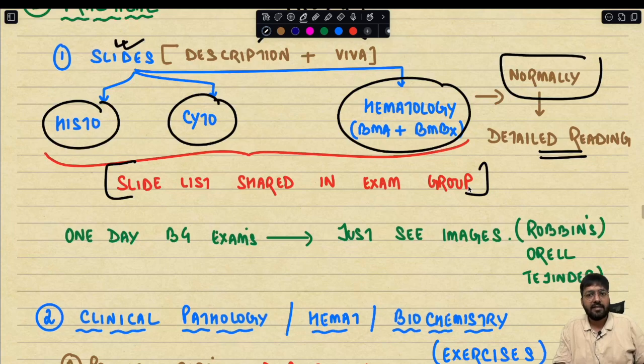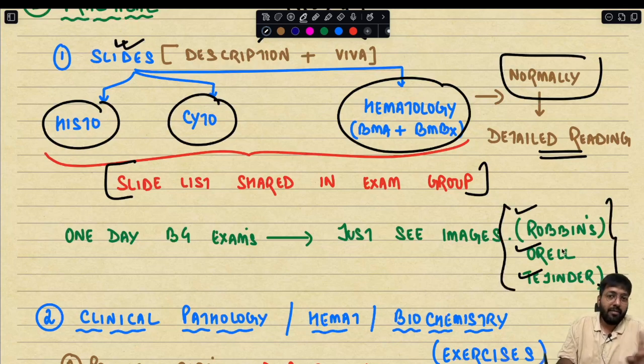You have the slide list. You open the corresponding books like Robbins, Orell's, Tejinder Singh. Okay, the atlas. Remember, I am not recommending Tejinder Singh as a hematology book. Only look at the images of Tejinder Singh as an atlas. Don't read hematology from Tejinder. Read from my notes only.